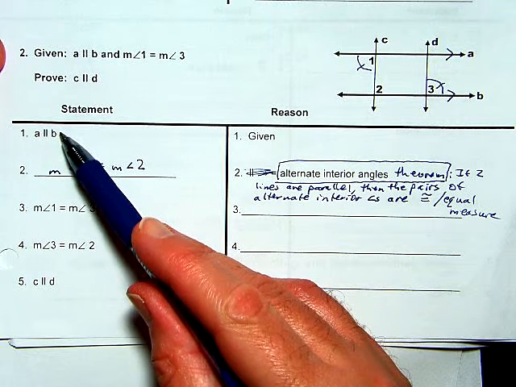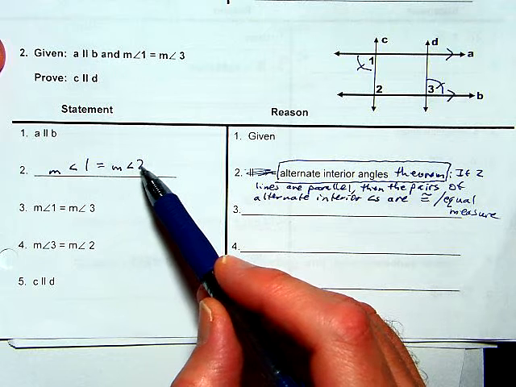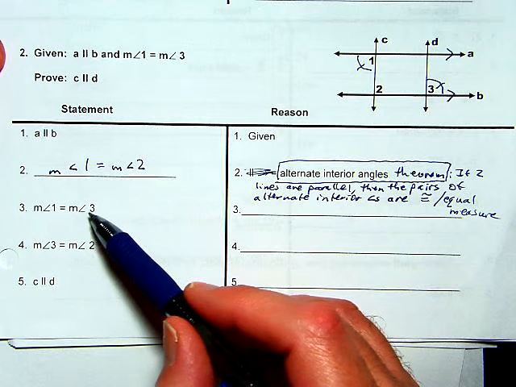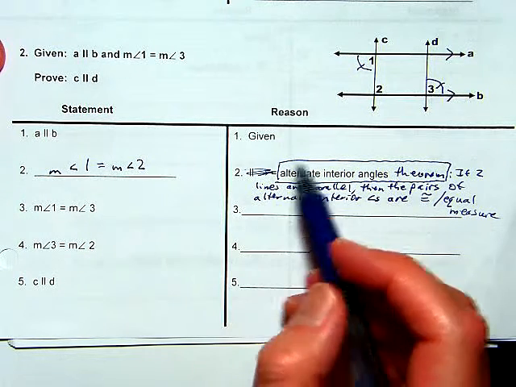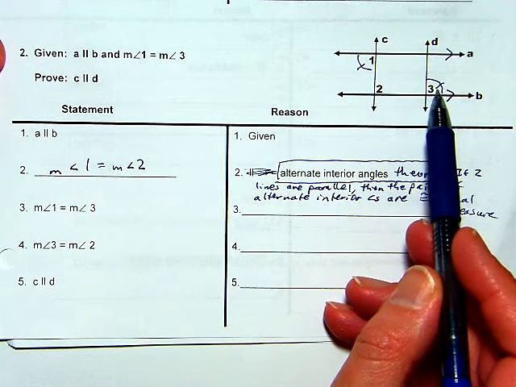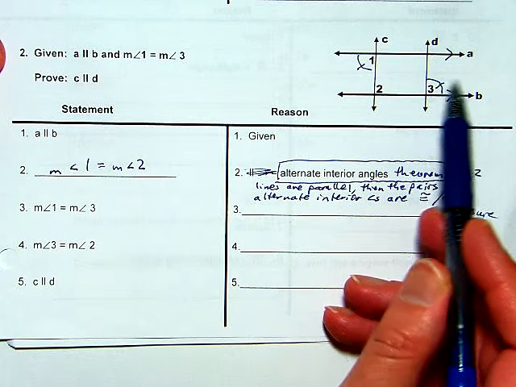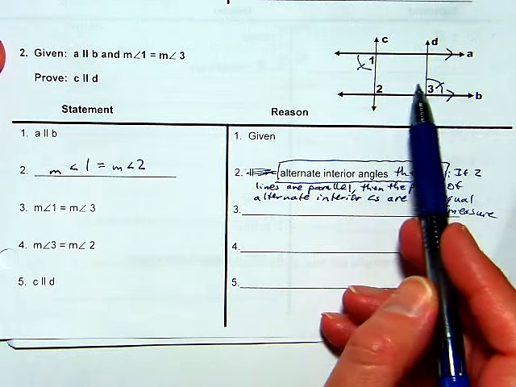Okay, so now let's see what we've gotten. We've got A is parallel to B. We then have measure of angle 1 is equal to the measure of angle 2. And now we've got the measure of angle 1 equals the measure of angle 3. And why is that? Why is the measure of angle 1 equal to the measure of angle 3 here? Does it follow from the diagram? Yeah, right? That was one of the givens.